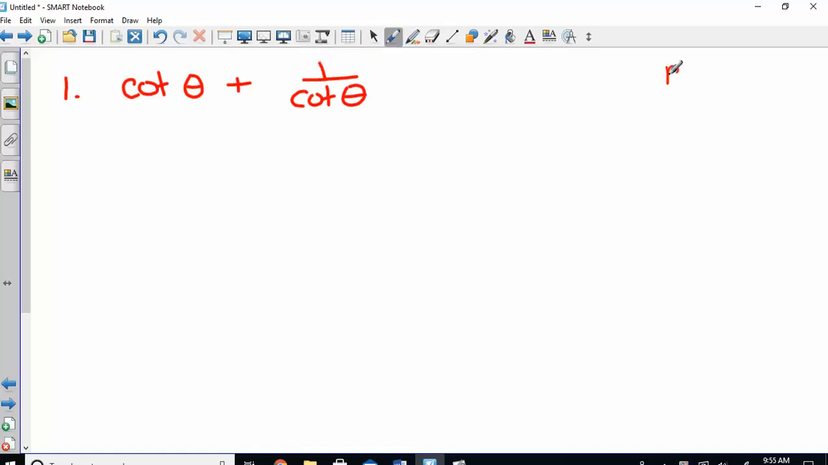So, first problem. Cotangent theta plus 1 over cotangent theta. What could I do in the options? Anything stand out?